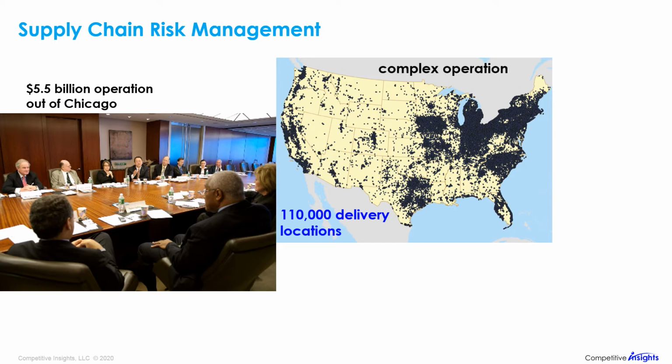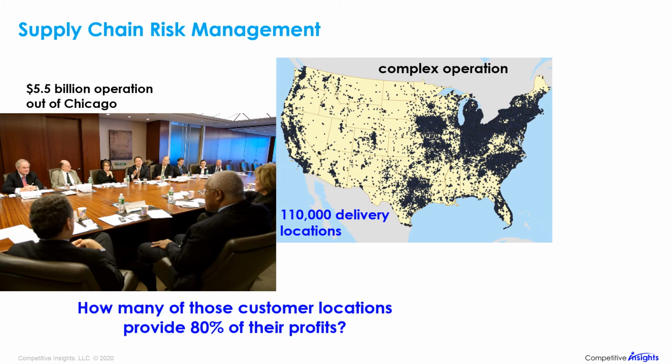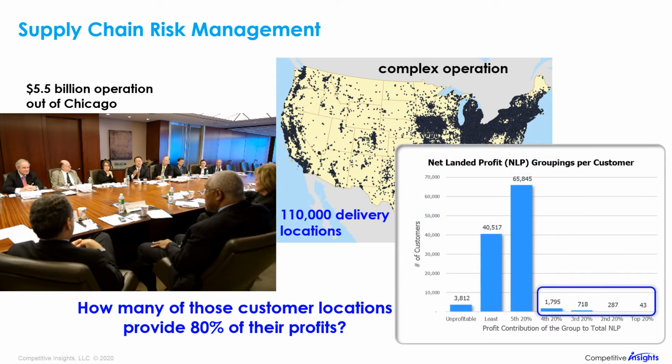But they wanted to really understand, out of 110,000 delivery locations, how many of those locations gave them 80% of their profit. The answer is less than 3%. 2,843 delivery locations gave them 80% of their profit. They were flabbergasted. So reduce complexity, absolutely. Being able to think about different service levels, absolutely. Treating customers in different ways, absolutely.